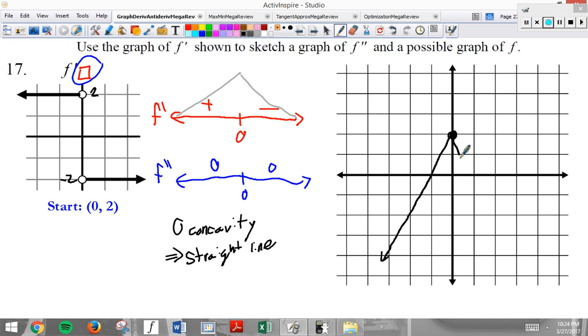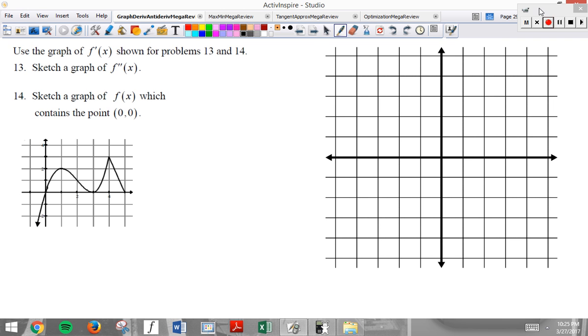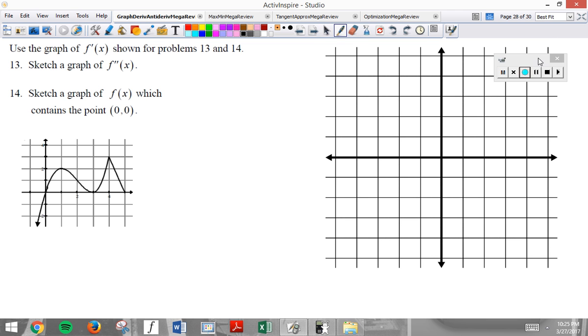Something like this. I'm going to check. See, the slope is negative 2. The slope is 2. Something like that. That's what it's supposed to be. Okay. Now, the last one. The last one? Yes, the last one. Oh. Blank page.